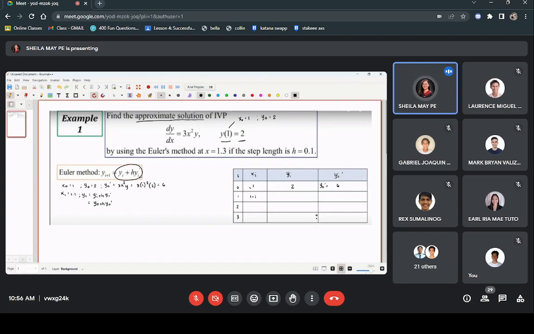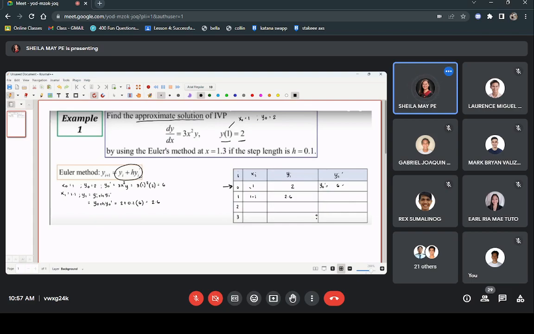1.1. Okay. Now, in finding y1, we already have the value of our x1, which is 1.1. In finding y1, we use the previous values. We need to use y0 because we are finding y1. So y0 plus h times y0 prime. What is our y0? 2, right? What's our h? 0.1. What's our y0 prime? That's 6. Solving that, 0.6 plus 2, that's 2.6.